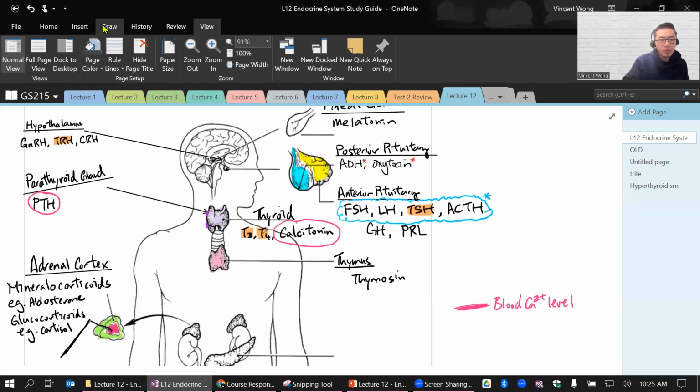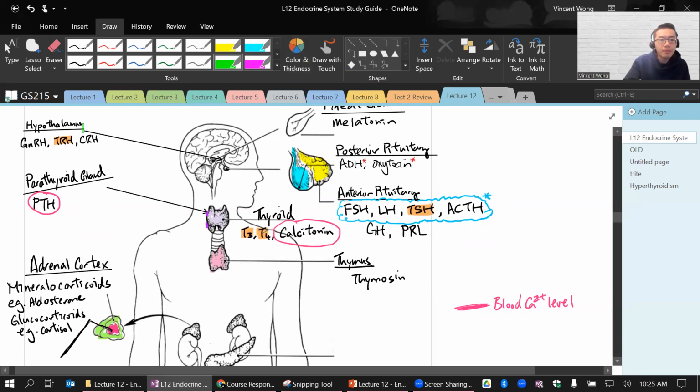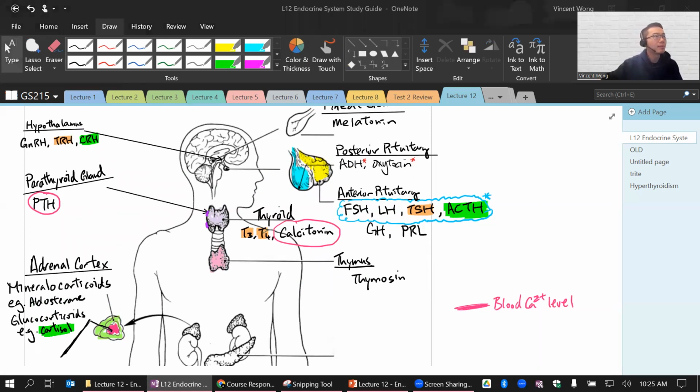Before we move on, we're gonna need another highlighter here. We have the CRH, corticotropin releasing hormone, which stimulates the anterior pituitary to release the ACTH. And then it's gonna stimulate the cortisol. That's another HPA axis that we learned about.